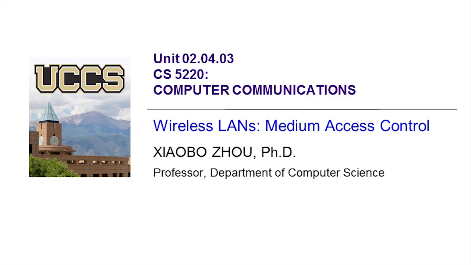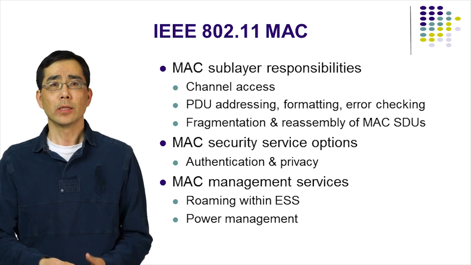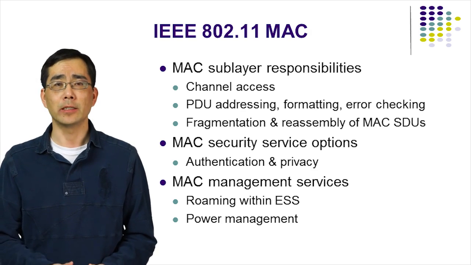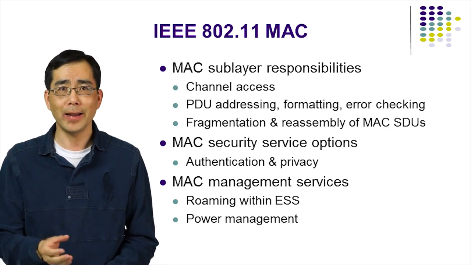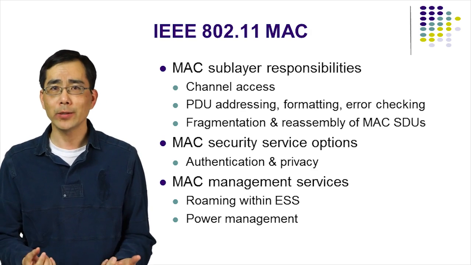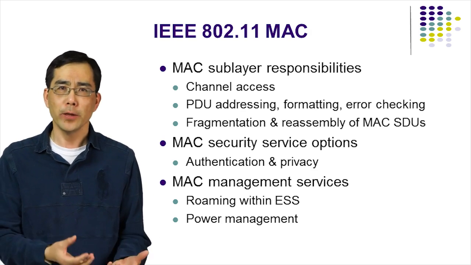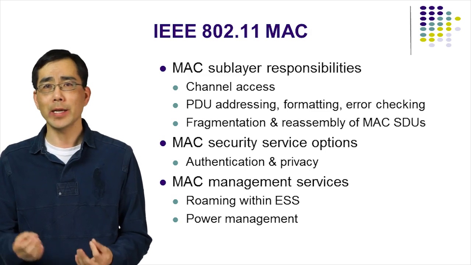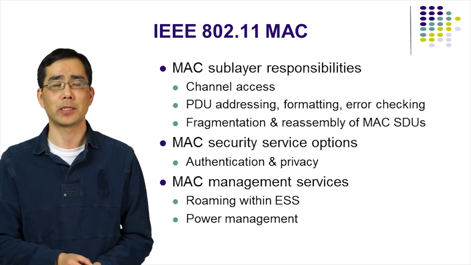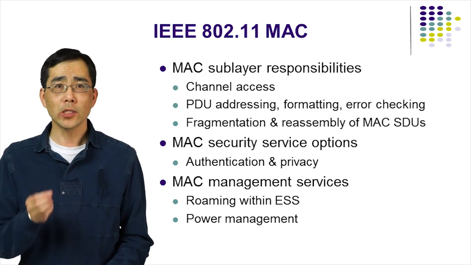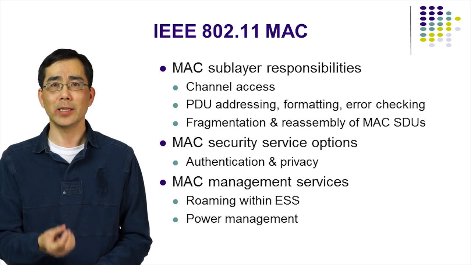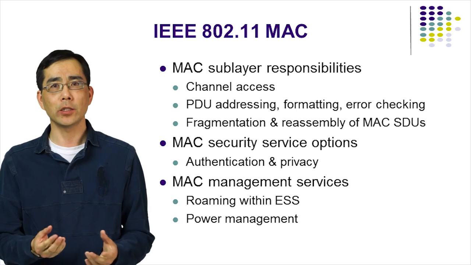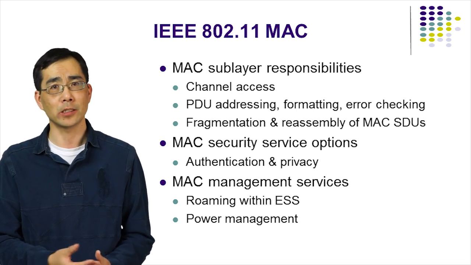Today, we discuss further wireless LAN's media access control. The media access control sublayer is responsible for the channel access procedure, protocol data units addressing, frame formatting, error control, and the fragmentation and reassembly of the service data units. The sublayer also provides options to support a security service through authentication and privacy mechanisms.